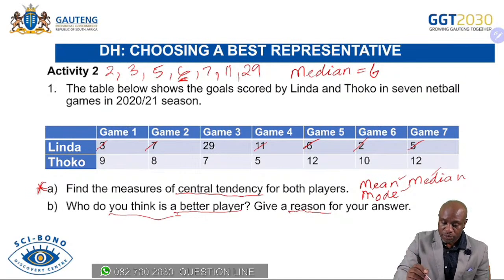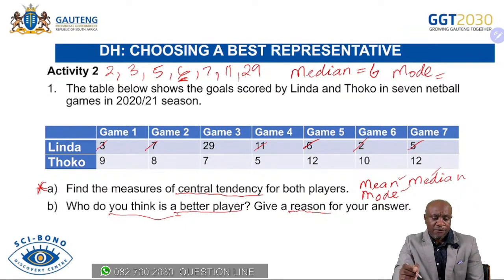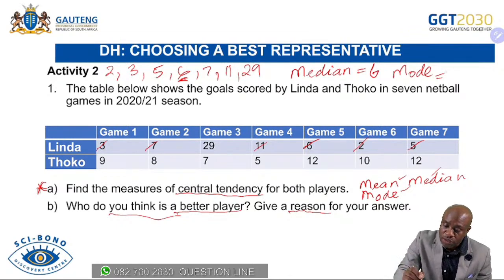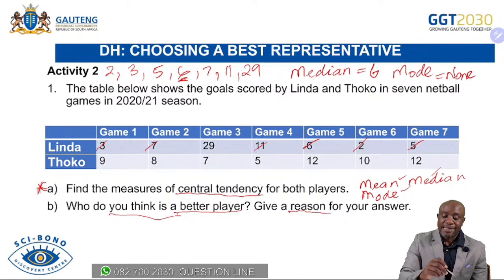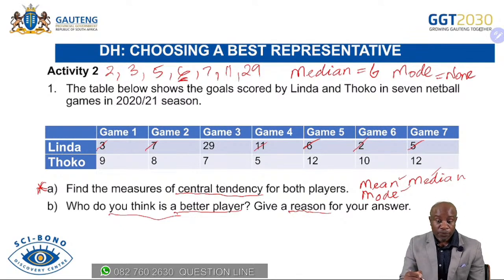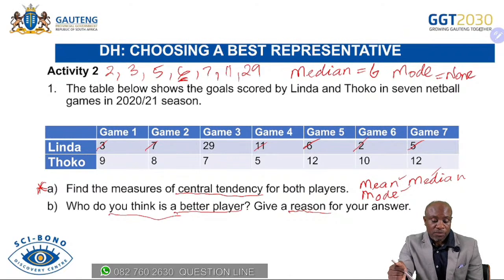Now, what about the mode? Let's look at the mode for Linda. Look at the numbers: 2, 3, 5, 6, 7, 11, 29. There is no number that is repeated, so the mode there is none. Please don't write 0, because once you say the mode is 0, you're suggesting that 0 is part of these numbers, and there is no 0. She scored at least 2 goals in each of those games that she played.